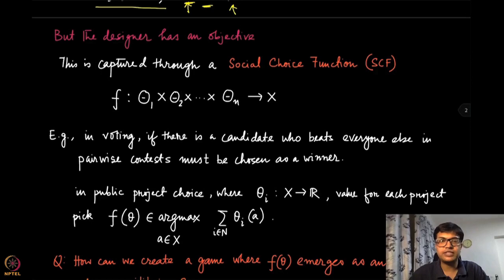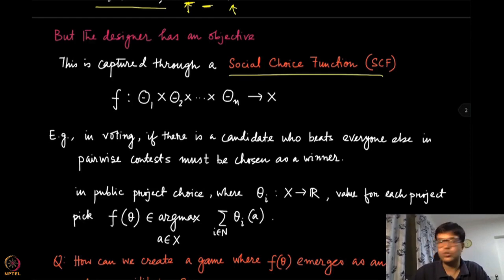Now, as we have said, in mechanism design, the mechanism designer or the planner also has an objective. Without an objective, we don't define a mechanism. So how can we mathematically capture that objective? This is essentially captured through the social choice function, or SCF for short. So what does it mean? If the agents had these types, theta_1, theta_2, and so on, then what outcome should we have taken? So this social choice function is nothing but a mapping from the Cartesian product of all capital Theta_i's.